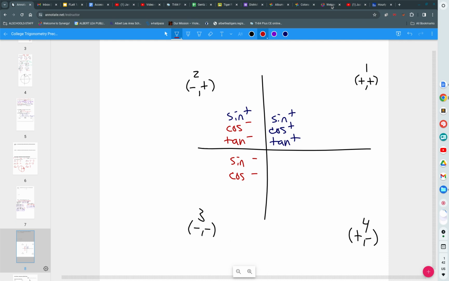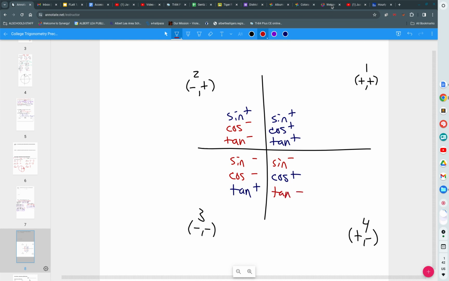Okay, sine and cosine are both negative, but it does work out that tangent happens to be positive in that situation because you have a negative divided by negative is a positive. Then finally, when you get over to the fourth quadrant, you have sine is negative again, cosine switches to positive because the x value is positive, and then we have tangent is negative.